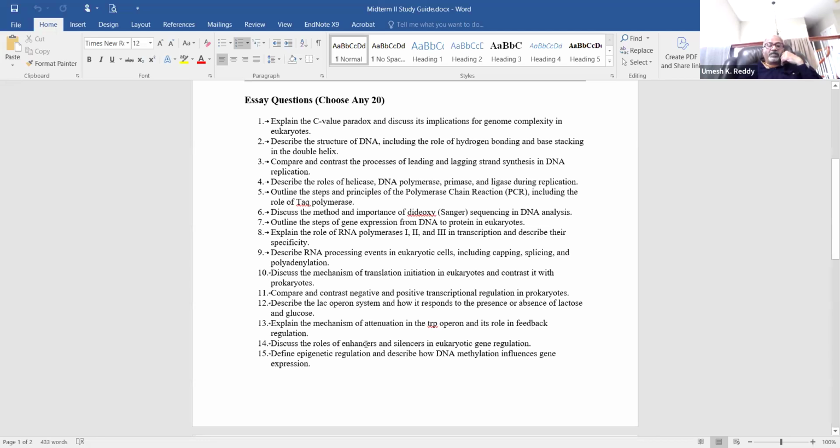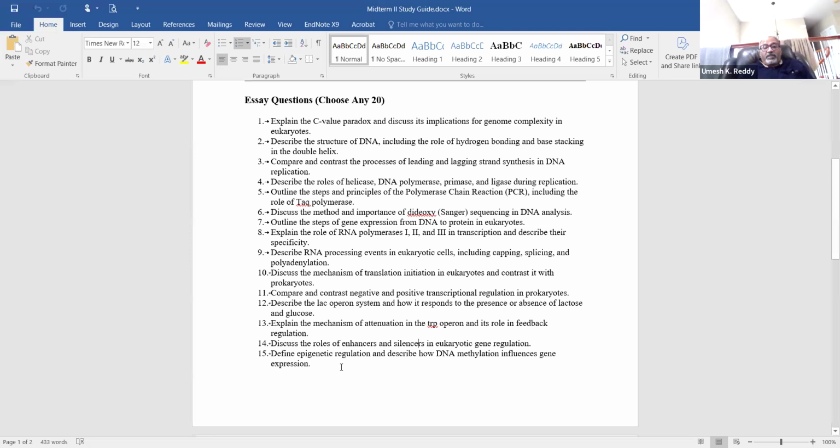So how far can they be? They can be very far away from the promoter, sometimes 1 or 2 kb away, but the DNA bends around, bringing that enhancer protein closer to the RNA polymerase complex. Okay.